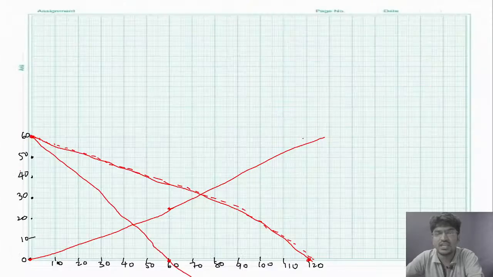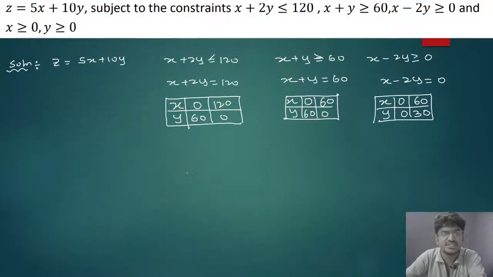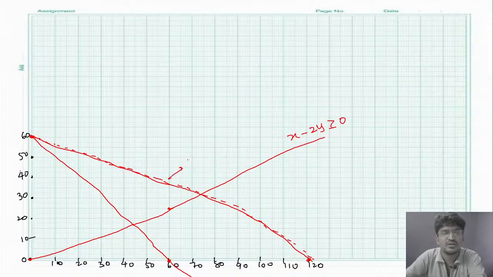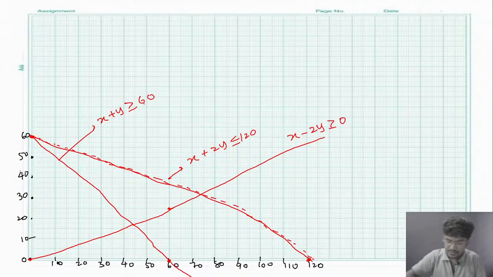Here, write the equation of line: x minus 2y greater than or equal to 0. And the first one is x plus y lesser than or equal to 120. And the third line is x plus y is greater than or equal to 60.